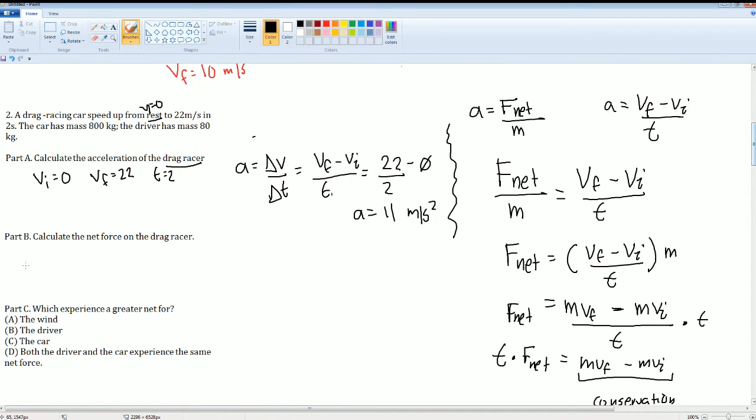Okay, sorry. Let's go back to the equation. Calculate the net force of the drag car. The drag car has a net force, so F equals ma. The mass was here. The drag car is just the drag car. That's just 800, and acceleration was 11. So F is equal to that. Okay, what's 800 times 11?